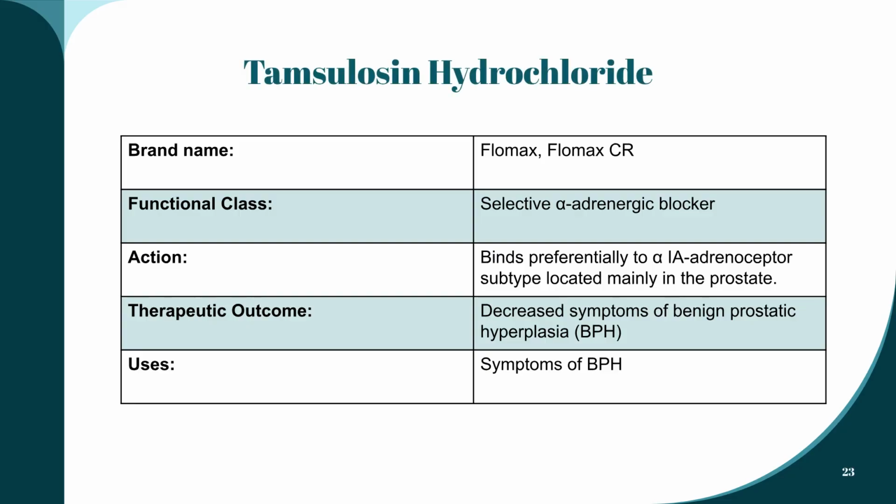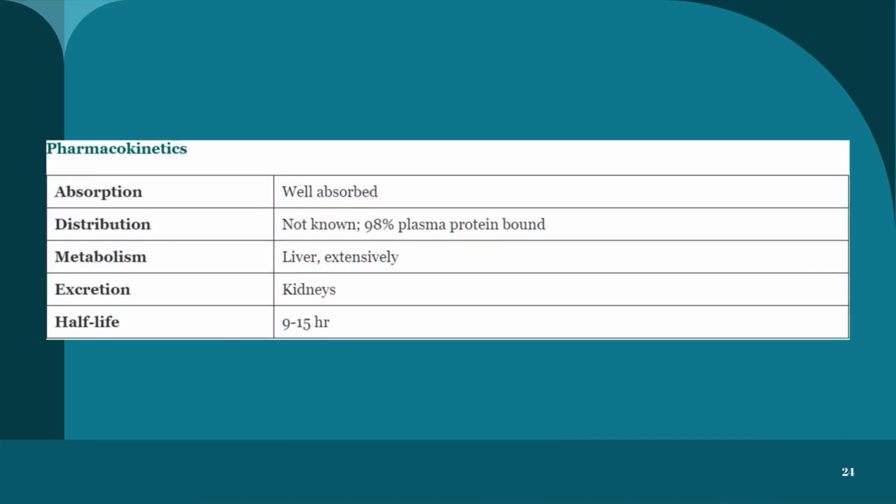Next, we will cover tamsulosin hydrochloride. Tamsulosin, known as Flomax, is a peripherally acting anti-adrenergic. It selectively antagonizes alpha-1 adrenergic receptors, especially those in the prostate, causing relaxation of smooth muscles in the prostate capsule. This improves urine flow in patients with BPH.